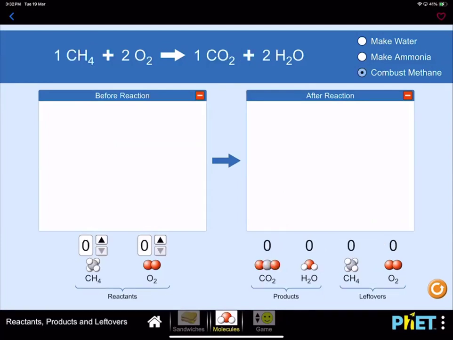Okay, let's take another example. In this example, 1 mole of methane reacts with 2 moles of oxygen, forming 1 mole of carbon dioxide and 2 moles of water. So if I have 1 mole of methane, how much oxygen do I need? 2. So that is the perfect ratio.